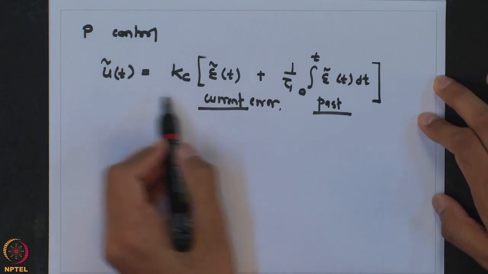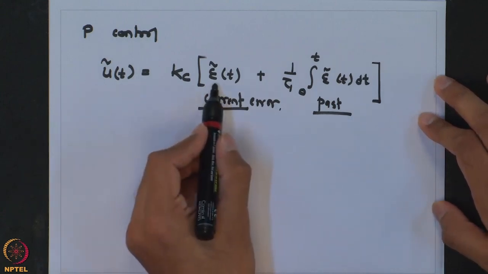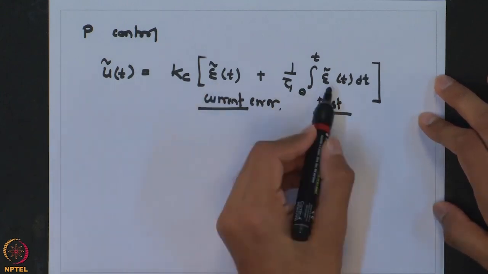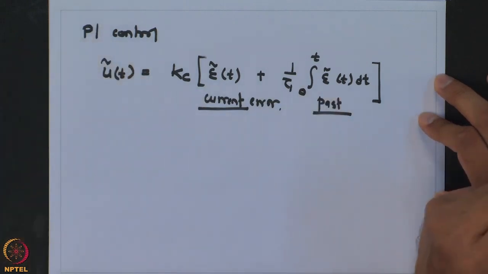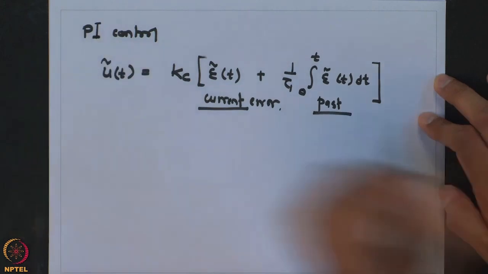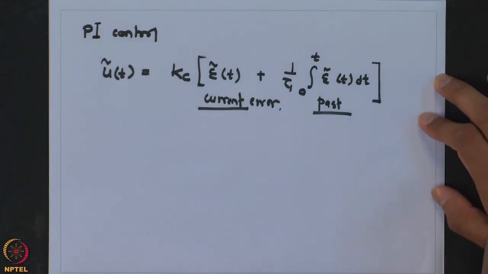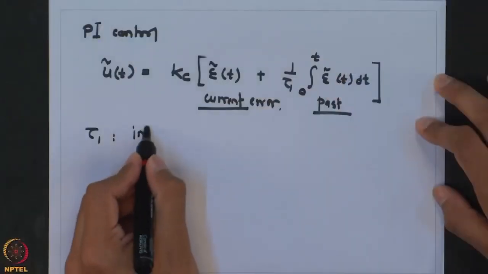So what we have is a controller which takes action proportional to the error as well as the integral of the error. That is why it is known as a PI controller. We will see how this addition of integral action is going to cause the offset to go to 0 even for finite values of controller gain. So this tau I is known as the integral time constant.